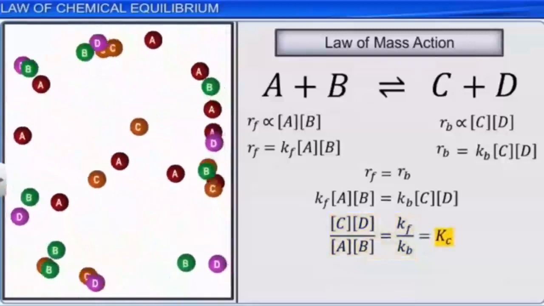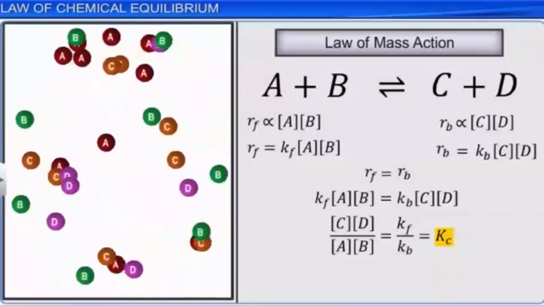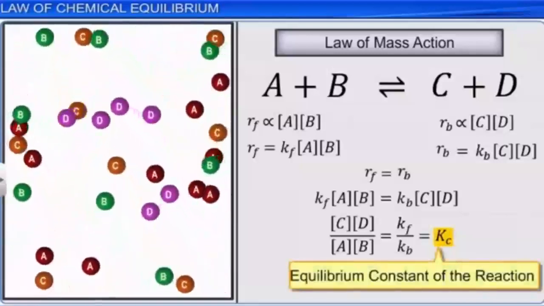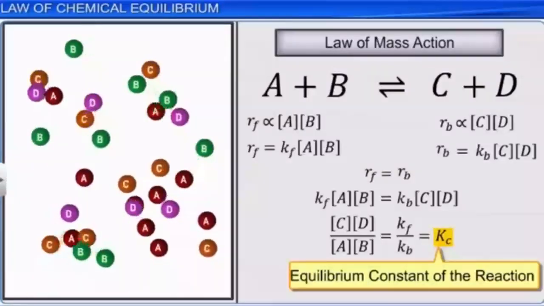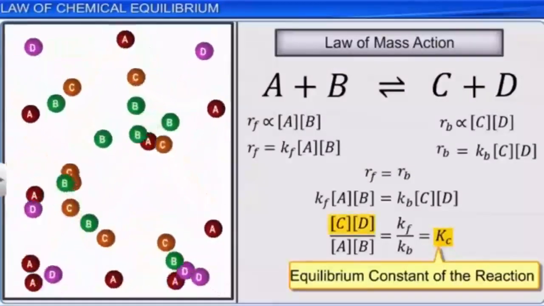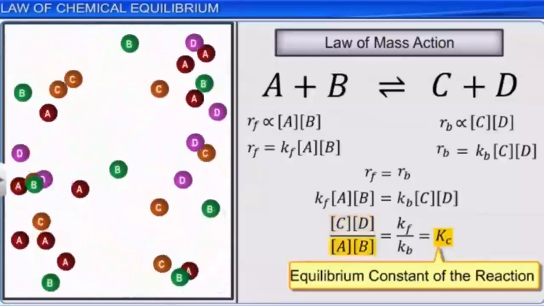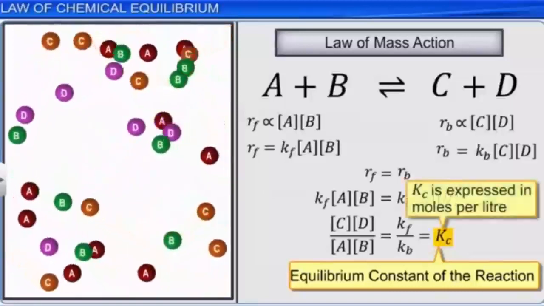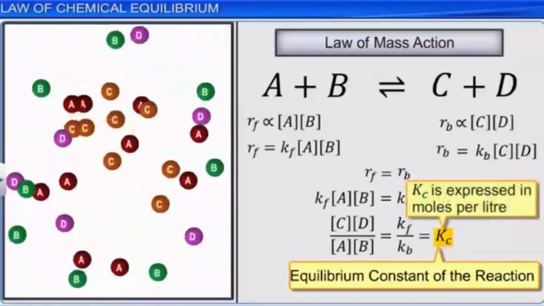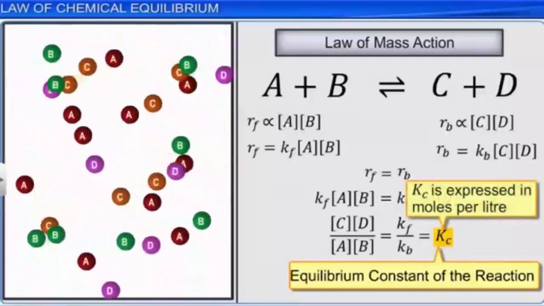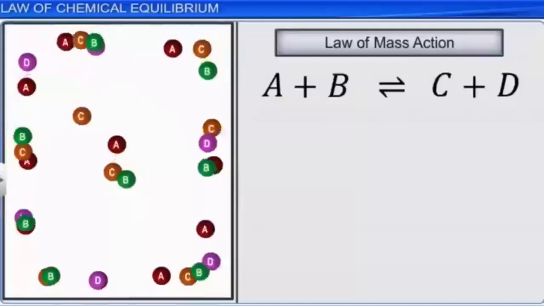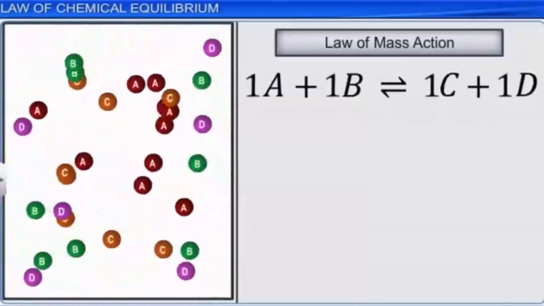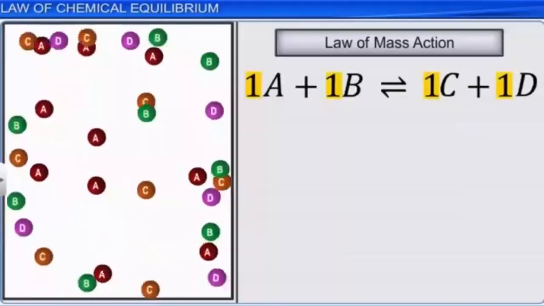Here, Kc is called the equilibrium constant of the reaction and is defined as the ratio of the product of the molar concentrations of the products to that of the reactants. The subscript C indicates that Kc is expressed in moles per liter. In the case that you just saw, the stoichiometric coefficients of the reactants and the products are unity.